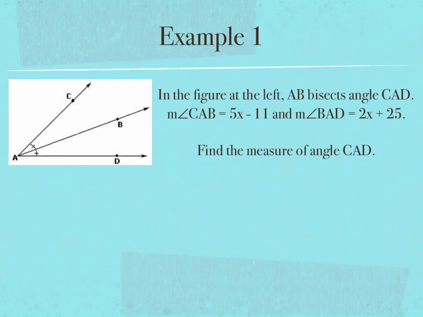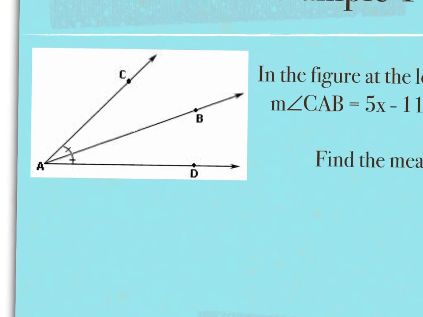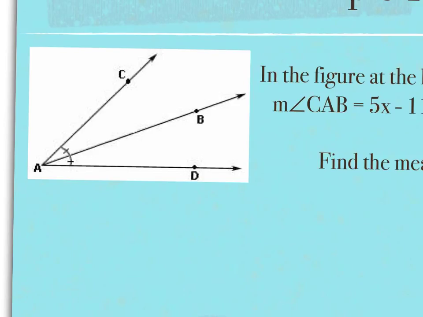It says angle CAB is 5x minus 11 and angle BAD is 2x plus 25. Before we even start here, I'm going to go ahead and put those measurements in here. So angle CAB is 5x minus 11, and angle BAD was 2x plus 25, is that right? Okay. And I want the measure of angle CAD, which is the whole outside angle.